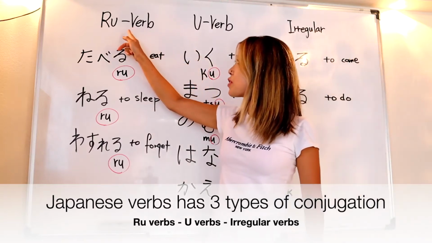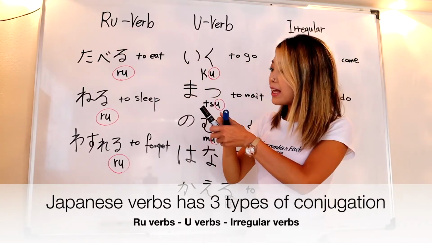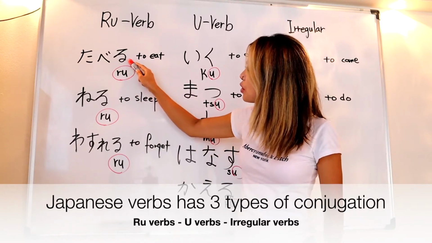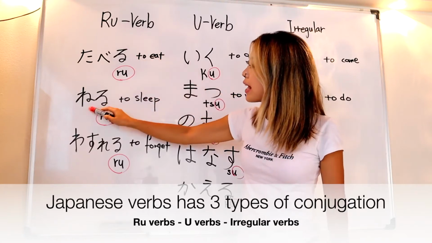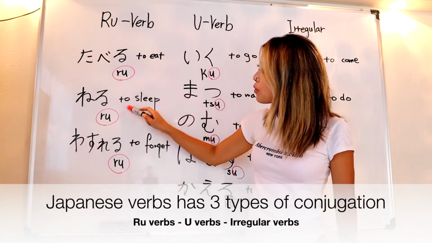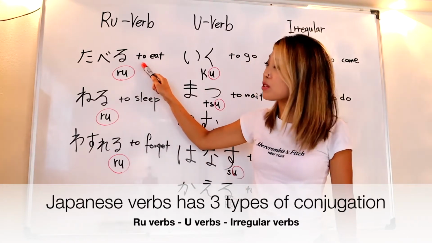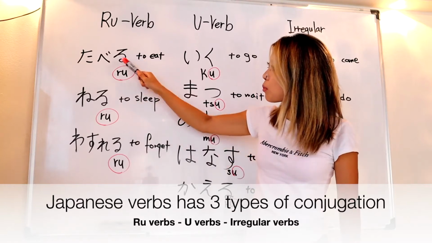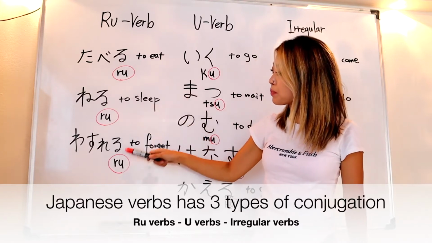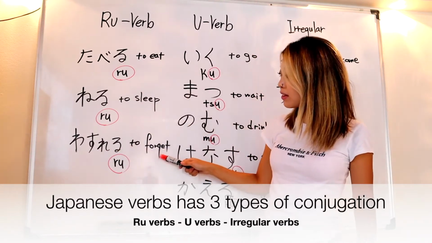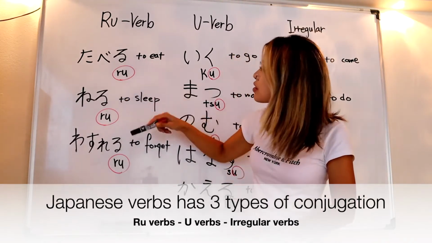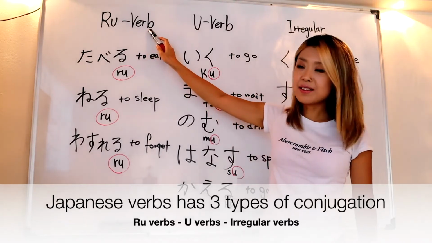So Ru-Verb, first of all, the ending is Ru. Okay, here. 食べる. That's why Ru-Verb. 寝る. 忘れる. The end of the verb finishes with る, okay? For example, 食べる means to eat. 寝る means to sleep. 忘れる means to forget. The end of the words here, る, る, る. So that's why it's a る verb, okay?